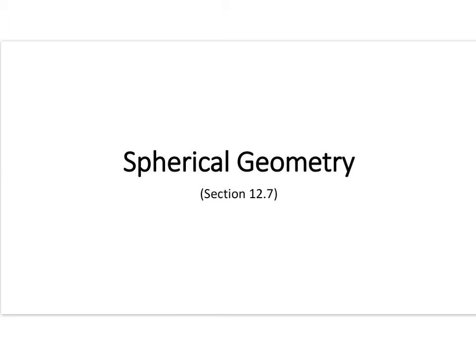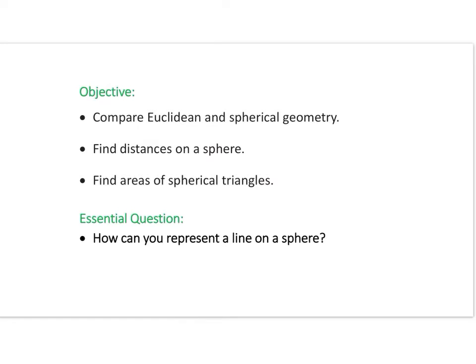Alright, so let's get into some spherical geometry, section 12.7. Our objectives are to compare Euclidean and spherical geometry, find distances on a sphere, and find areas of spherical triangles as well. And our essential question is, how can you represent a line on a sphere?